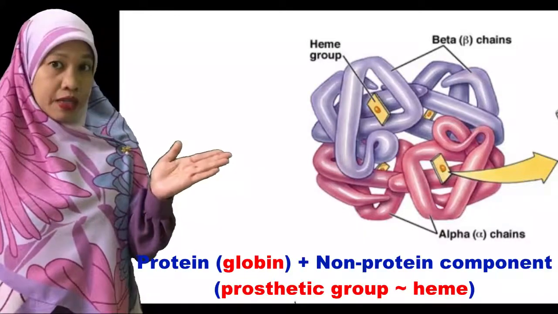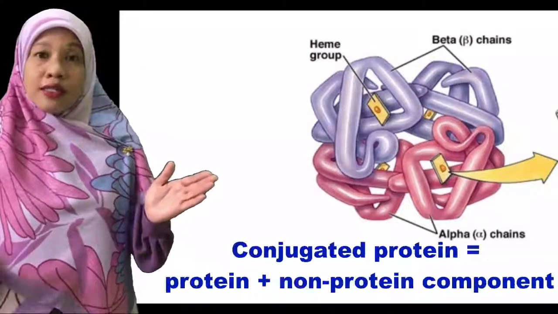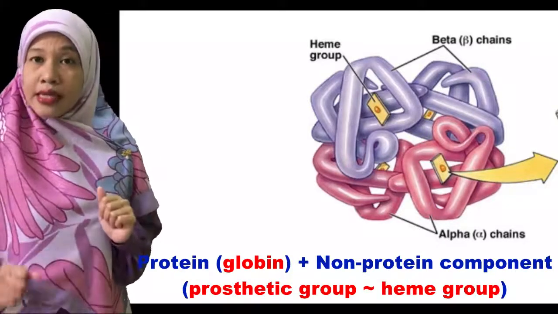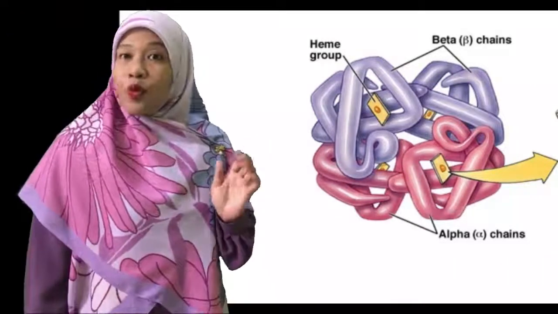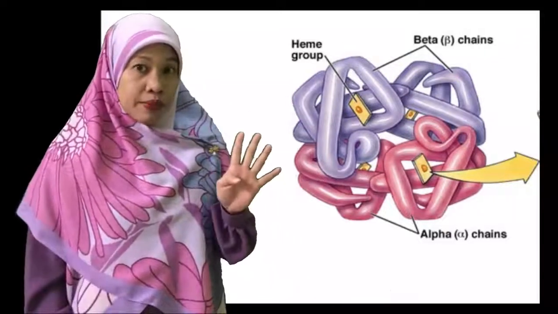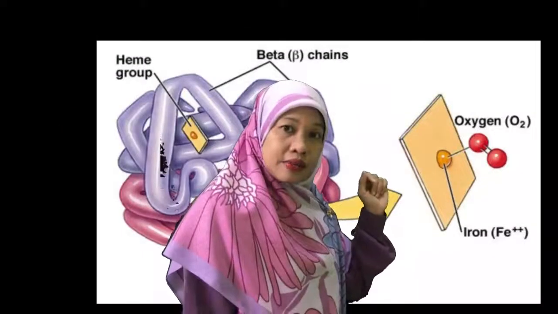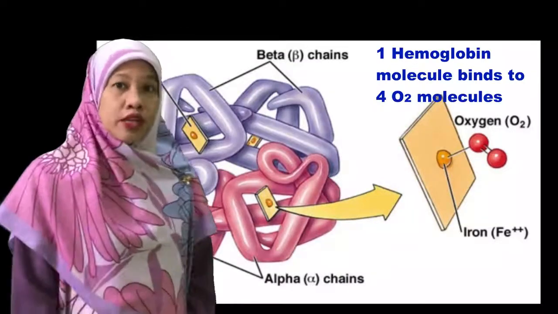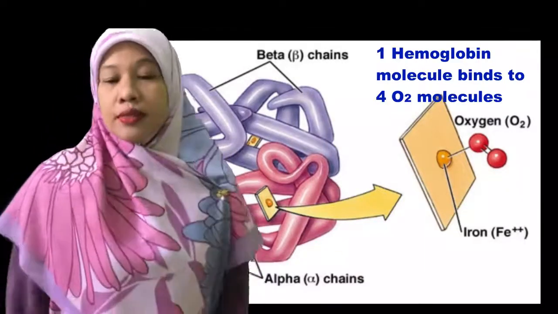Hemoglobin consists of a protein part, which is known as the globin, and a non-protein component. That's why it is called a conjugated protein. So the non-protein compound is known as the heme group, and the protein part is known as globin. Each polypeptide chain has 1 heme group. So altogether, there are 4 polypeptide chains, so we have 4 heme groups. At the center of the heme group, the iron atom is located. 1 iron atom can bind to 1 oxygen molecule. So 1 hemoglobin can bind to 4 oxygen molecules.